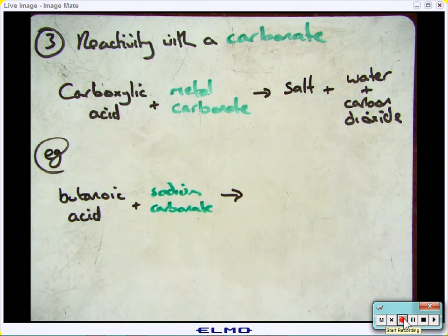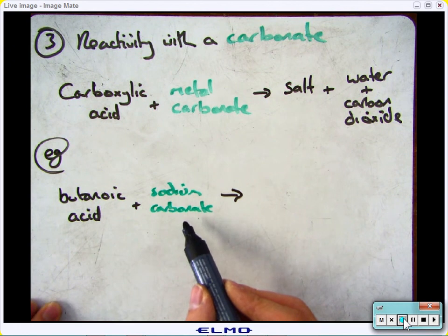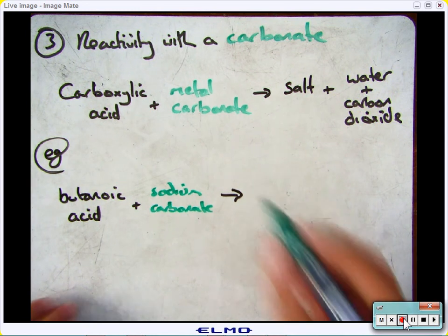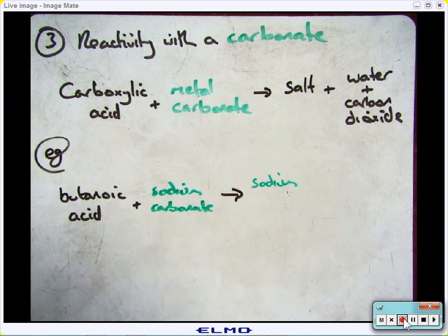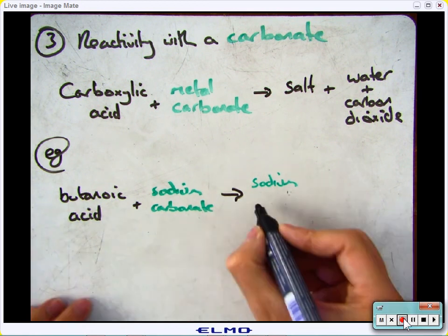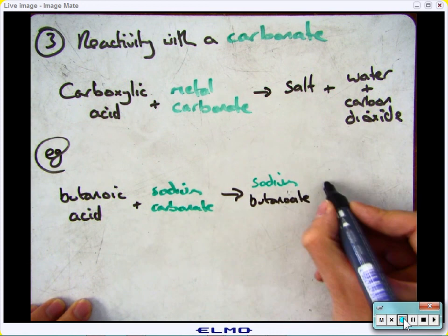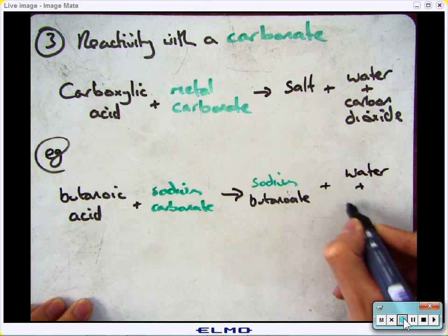The final one we'll look at is a carboxylic acid and a carbonate. Similar again, any carboxylic acid will react like an acid, so when you react it with a carbonate you will always get water and carbon dioxide given off. So if I take butanoic acid and I react it with sodium carbonate, again I will take the name of the metal, which is sodium. I'll take the name of the acid, which is butanoic, so that will form sodium butanoate. I'll then get water and carbon dioxide.